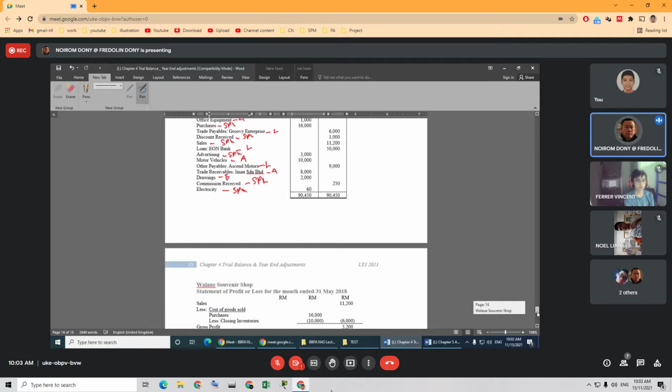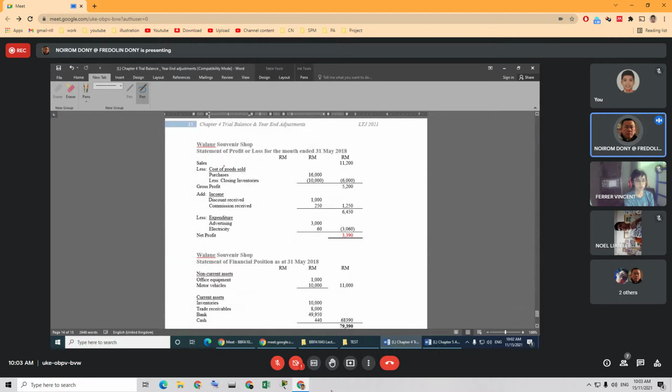Then record it into the appropriate statement, profit or loss. So for our SPL, remember to put the name on the top, Wallaway Souvenir Shop, and the heading of your statement of profit or loss must end with the words for the month ended or for the year ended. Since this is for the month, we put for the month ended 1st of May. Since we don't have other expenses involving purchases, we don't use the first column, only the second and third columns. So sales we put on the third column.